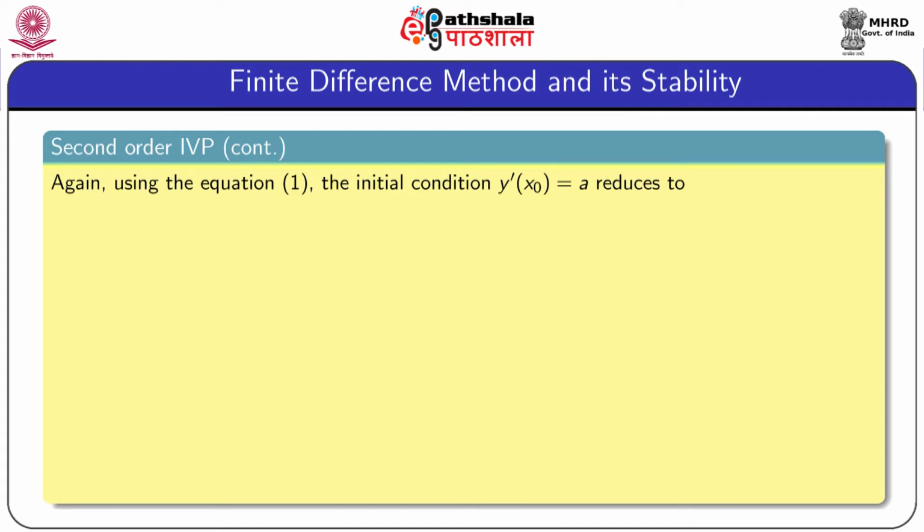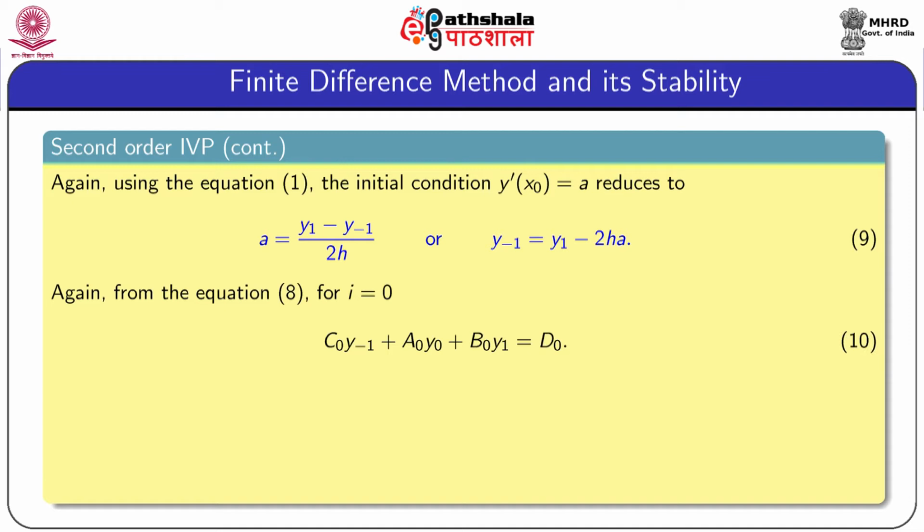Again, using equation 1, the initial condition, the first derivative of y at x0 equal to a, reduces to a equal to (y1 minus y-1) by 2h, which gives y-1 equal to y1 minus 2 into h into a. Again, when i equal to 0, then from equation 8 we get c0 into y-1 plus a0 y0 plus b0 y1 equal to d0.